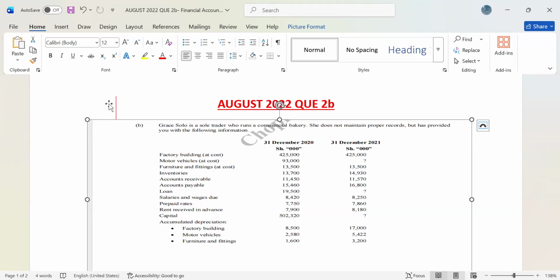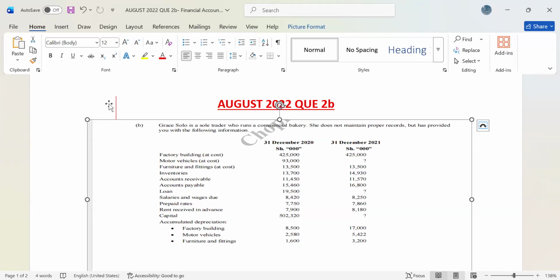Then we've got a factory building at cost. There's a reason as to why they're putting that at cost in bracket, because the moment they give you that, then it means that there's some information talking about depreciation. In this case, we've got 425,000 and 425,000.